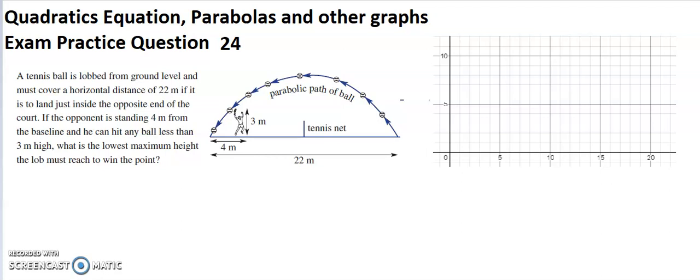Quadratic equation, parabolas and other graphs, exam practice question 24. A tennis ball is lobbed from ground level and must cover a horizontal distance of 22 meters if it is to land just inside the opposite end of the court.